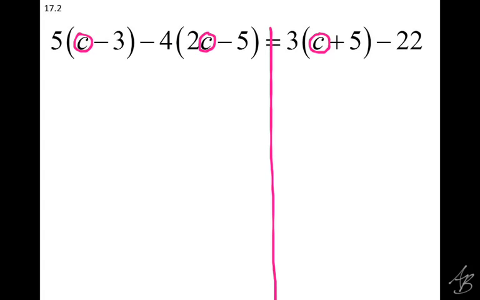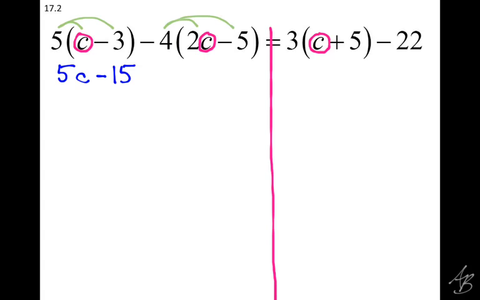So we've got variable circled, line of equality. What are we going to do first? Distribute. We're going to distribute. There's actually three things we can distribute in this problem. So starting with that 5, what's 5 times c? 5c. And what's 5 times negative 3? Negative 15. Then when we distribute here, we're actually distributing not a 4, but a negative 4.